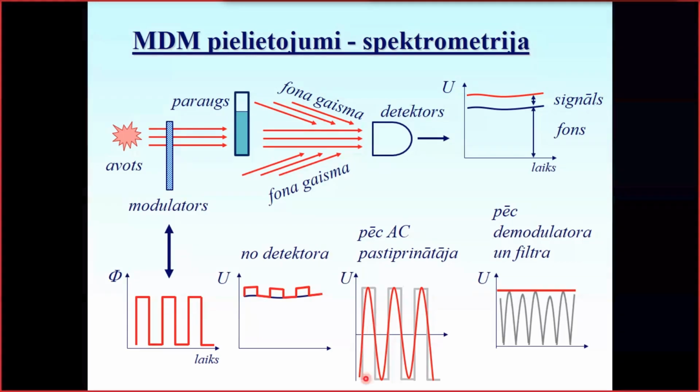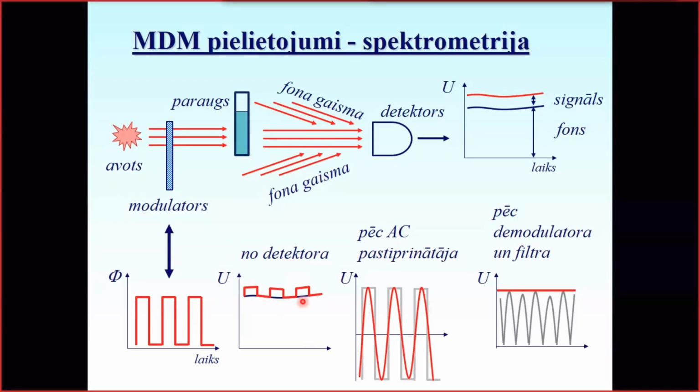If it's a really very narrow band AC amplifier, it may even cut the shape a little bit, so the output signal will not be accurate rectangular pulses. They may be more or less smooth pulses, but nevertheless the amplitude of these pulses will be related to the amplitude of light coming to the detector. So after the demodulation, we get the steady signal, which is proportional to the intensity of light coming to the detector. With this technique, we avoid the necessity to amplify the big background.